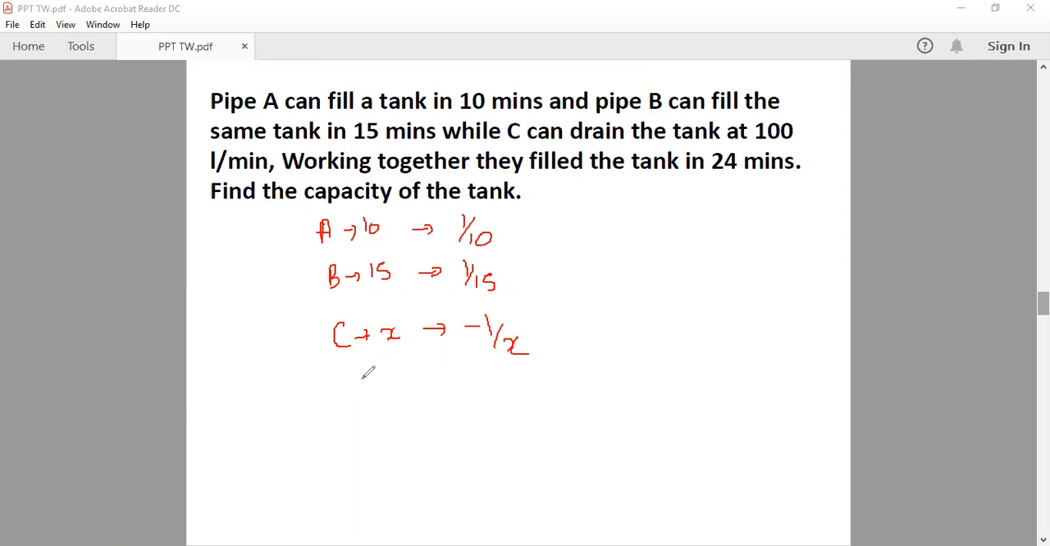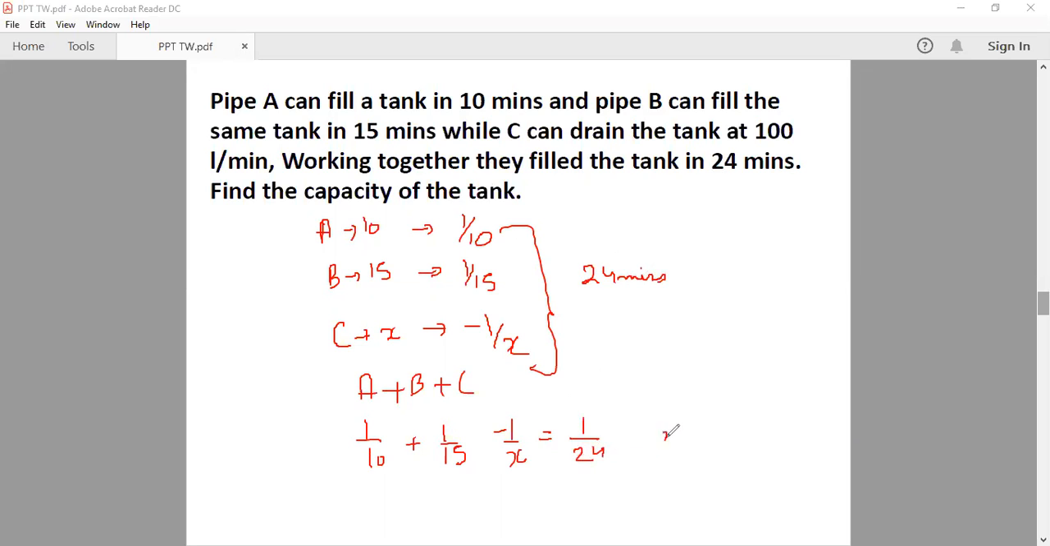-1/x, क्योंकि ड्रेन पाइप है. अब A प्लस B प्लस C का इकट्ठा काम कितना आया? 1/10 प्लस 1/15 माइनस 1/x इज इक्वल टू... तीनों मिलके काम पूरा कितनी देर में करते हैं? 24 मिनट्स में. तो यहाँ पे combinedly they did 1/24 units in a minute. So from here you will solve and find the value of x to be 8, which means pipe C can drain it in 8 minutes.